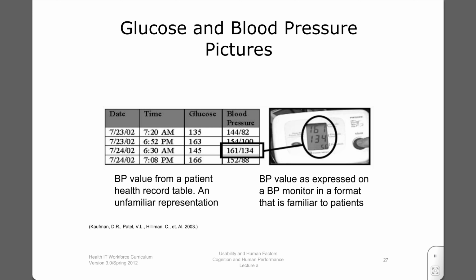In our research, we found that some patients who had no trouble reading out their blood pressure on their monitors could not understand the same values when expressed in a tabular form on a computer screen. The basic point is that the same information represented differently can have very significant effects for different populations. The representational effect has significant design implications.